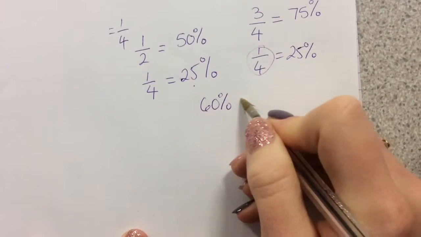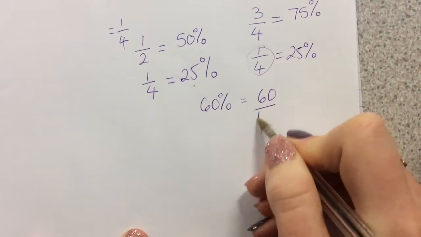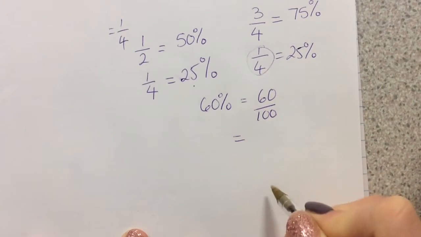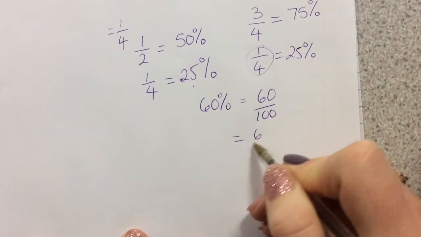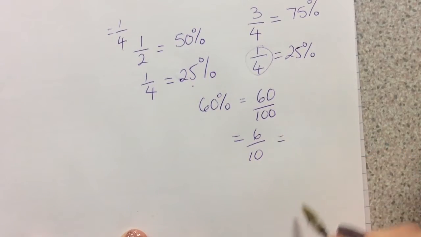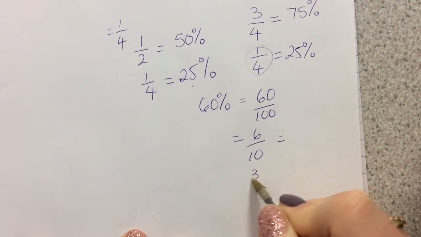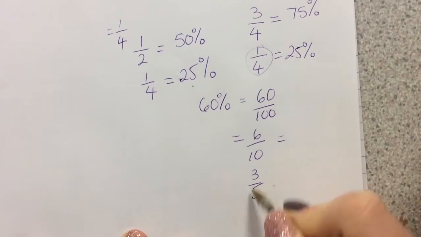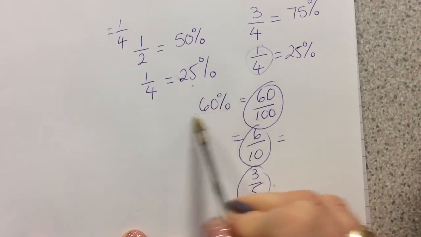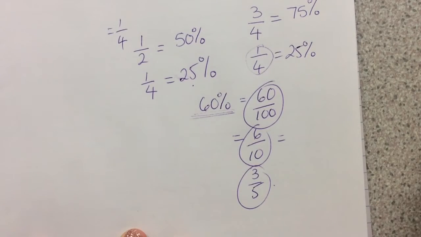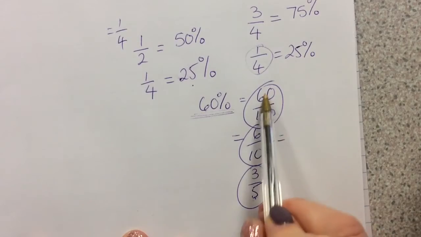So have a look at some others then. 60%. That's the same as 60 over 100. Can we cancel that down? Yes, we can. Divide both by 10 first, shall we? So we get 6 over 10, which would cancel down to 3/5. And all of these are called equivalent fractions, and they're all equivalent to 60%. This is just written in its simplest form, but they're worth the same.